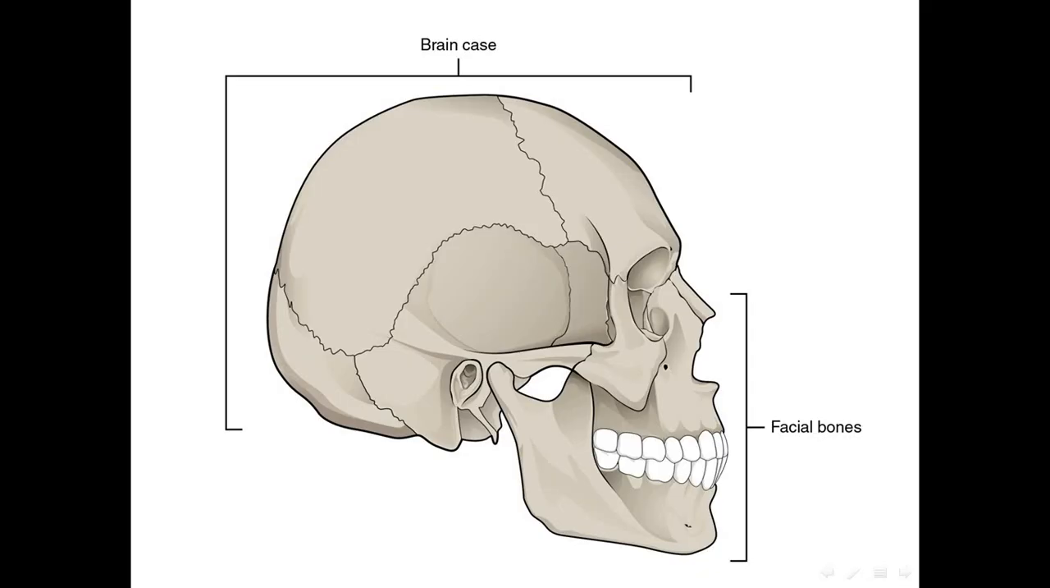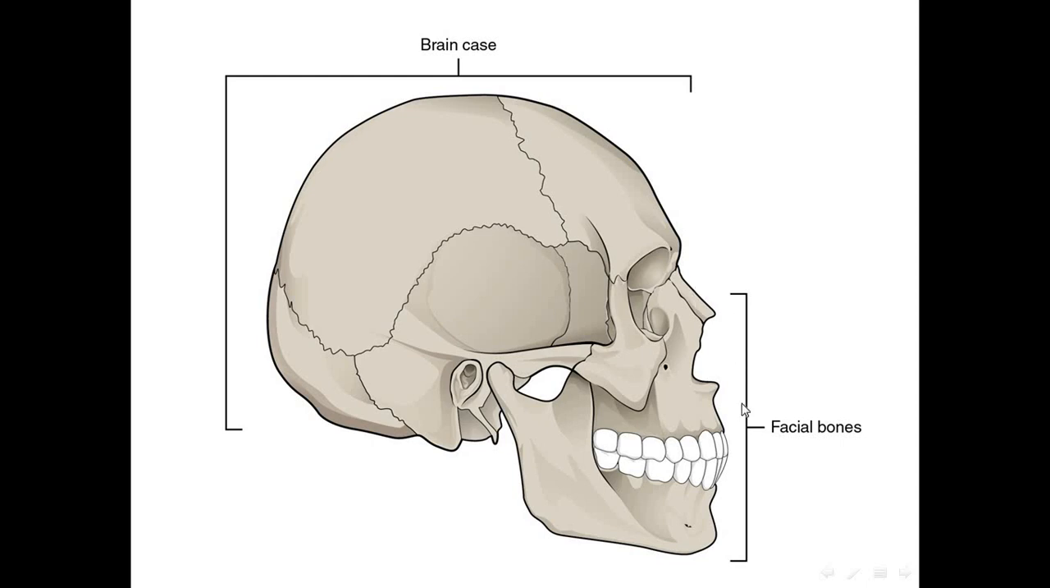So let's start with the skull. This illustration here shows how our skull is made up. Here we have the brain case, or what is called the calvarium, which is the skull that covers and protects and contains our brain. And here we have the facial skeleton.